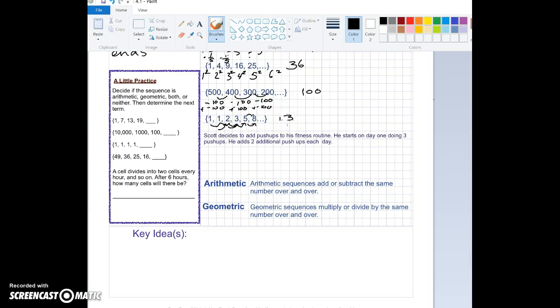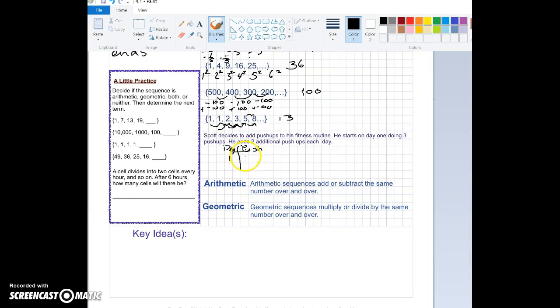All right. Now, those were all just a series of numbers, but we can actually see a sequence in a word problem as well. Look at this word problem. Scott decides to add push-ups to his fitness routine. He starts on day 1 doing 3 push-ups. He adds 2 additional push-ups each day. So instead of writing it out this way, I'm going to make a little table. I'm going to say day 1 and push-ups.